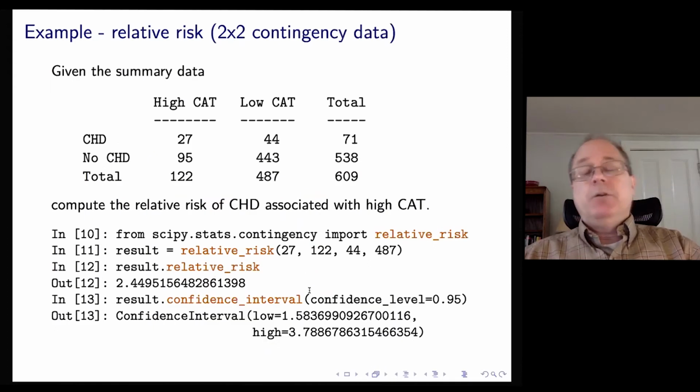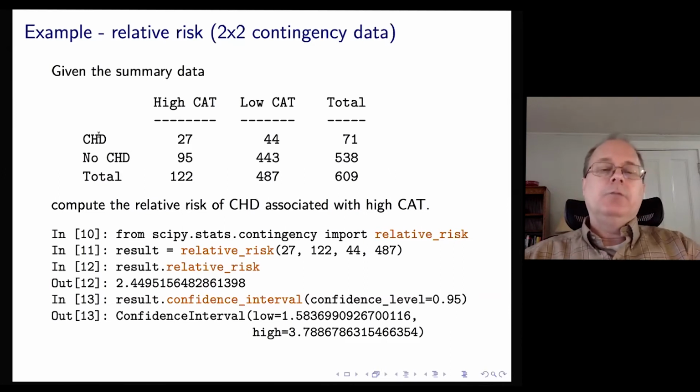This is an example of computing relative risk. These are just some numbers from a book, which also came from a paper. The terminology here: CHD is coronary heart disease, and CAT stands for catecholamine. This is a typical summary of an experiment collecting data on whether or not high levels of CAT are associated with coronary heart disease.